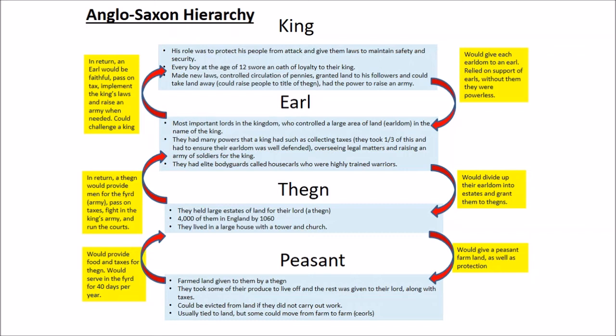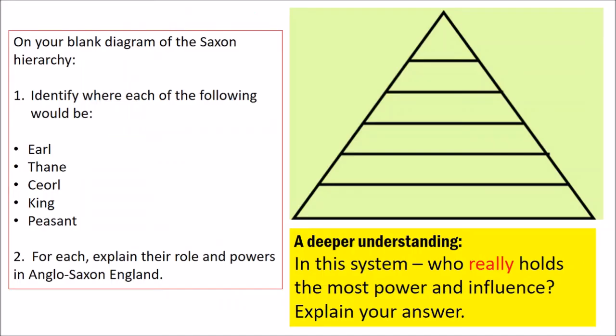If you don't, of course, you can pause this video and rewind and have a little look at it. But our task for today, our first task anyway, nice and easy to break us into this topic, is in your book you are going to draw a blank diagram. You're going to draw a diagram of the hierarchy, a bit like this one, although it might not have as many lines as that. And you're going to slot in, number one, really easy, where these people would be: Earl, Thane, Churl, Peasant, and King, okay?